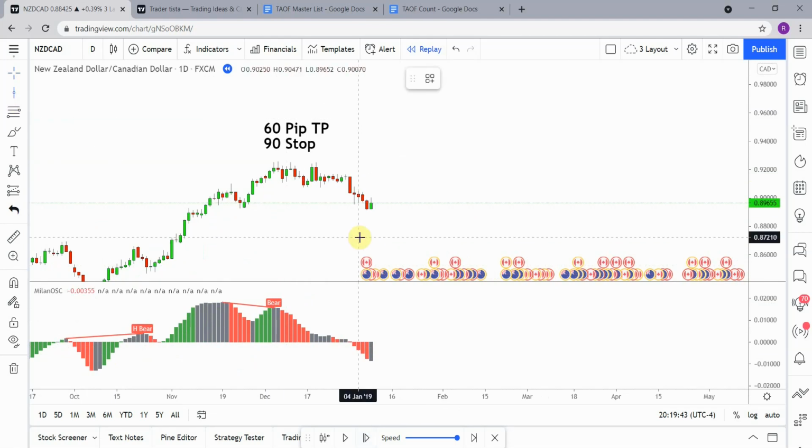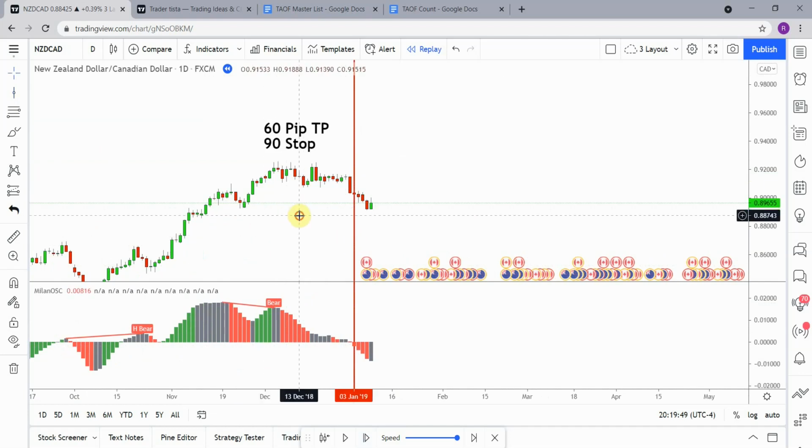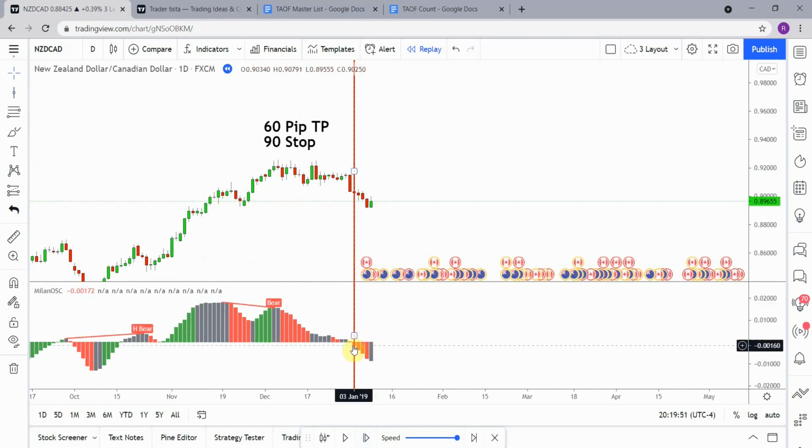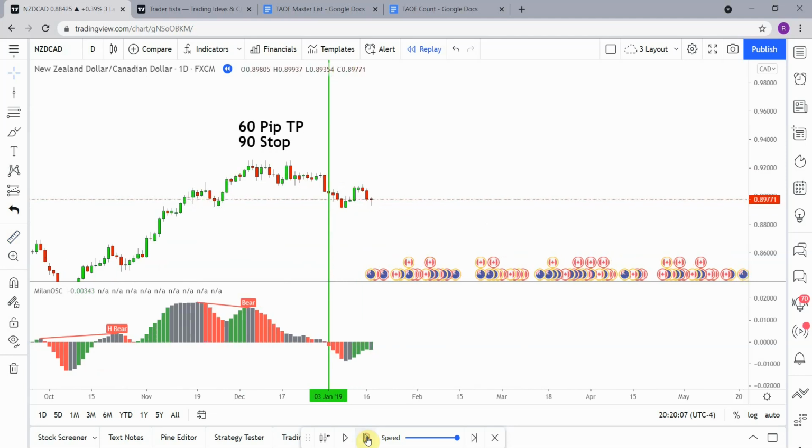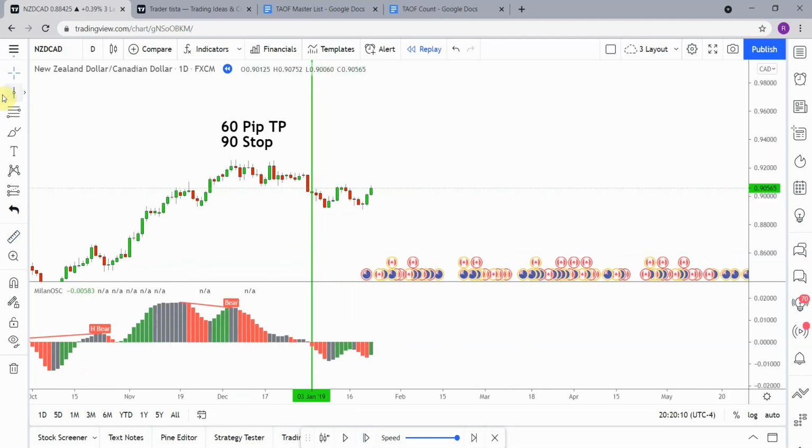Alright, so we pick up the first signal right there on that one. You can see that the bars cross down the 0 line there, and they are red, and so that's going to be a short, and we get to take profit pretty easily. Go ahead and continue forward here.